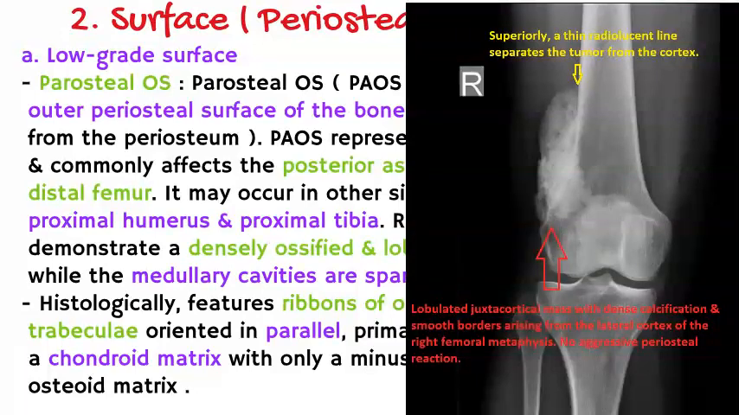This X-ray shows a lobulated juxtacortical mass with dense calcification and smooth borders arising from the lateral cortex of the right femoral metaphysis. There is no aggressive periosteal reaction. Superiorly, a thin radiolucent line separates the tumor from the cortex.